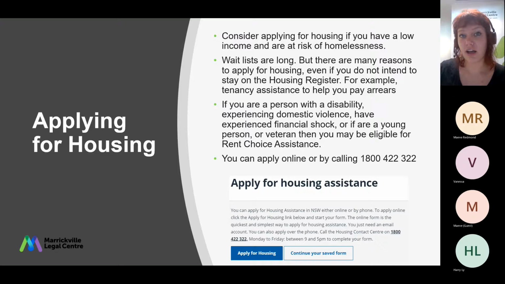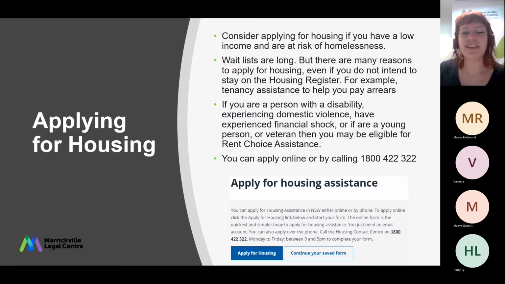Now, like I said, the wait lists are long, but there are actually other benefits to applying for housing that isn't necessarily just that main housing waiting list. So, for example, there's the rent choice scheme, and that's available only in selected areas and only for selected people. But if you are a person with a disability or long-term health conditions who's experiencing domestic violence, who's experienced financial shock, if you're a young person or a veteran, the rent choice scheme is set up so people within select areas who meet that kind of criteria are able to find pathways into that.